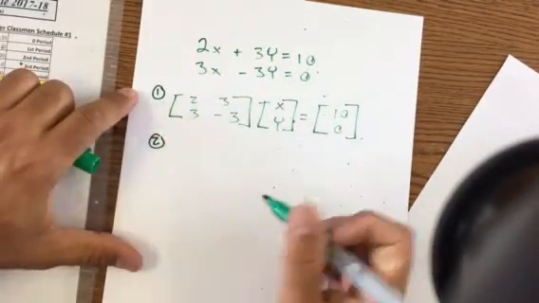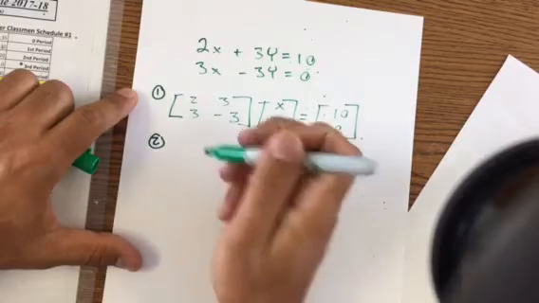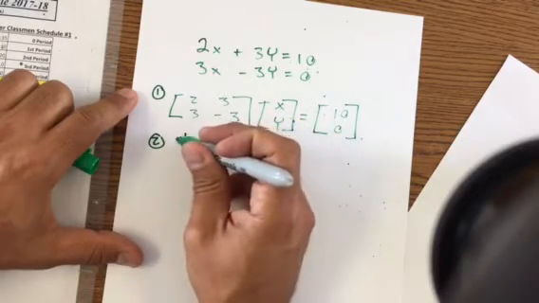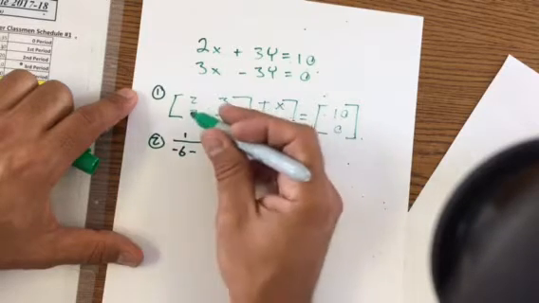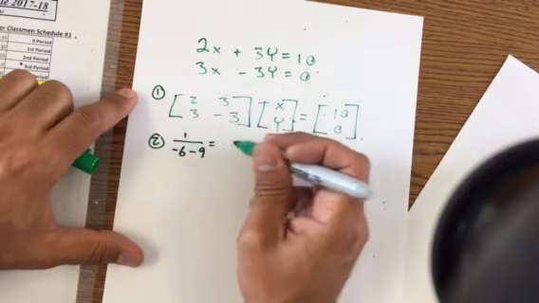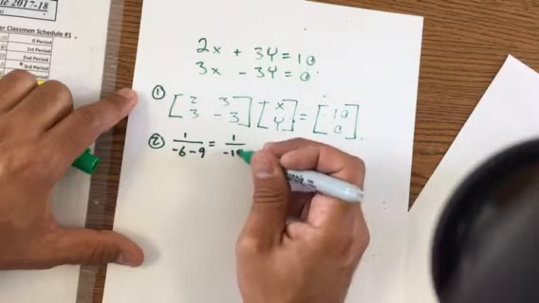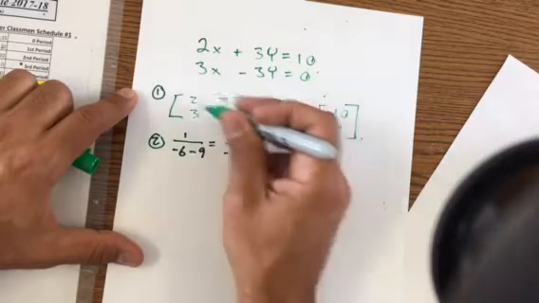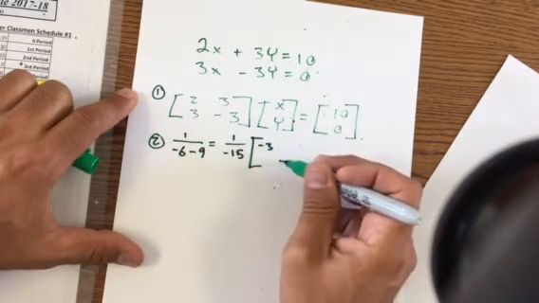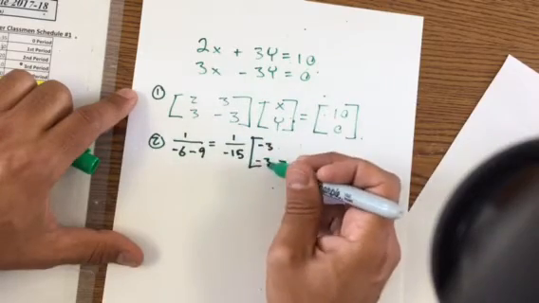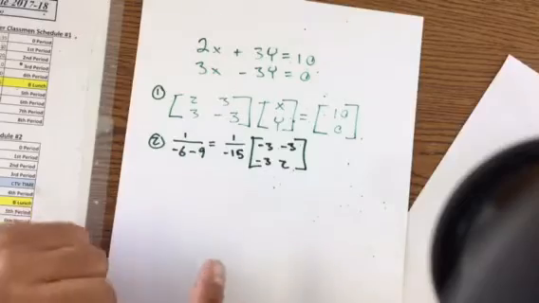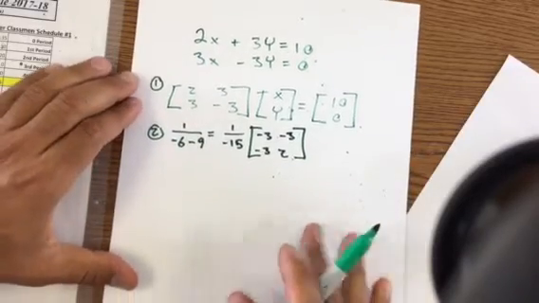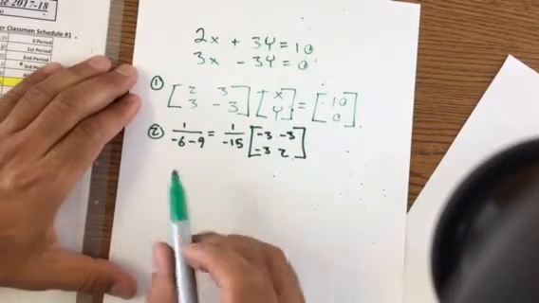Number 2, I want you to find the inverse of this guy. So to find the inverse, we're going to do 1 over 2 times negative 3 is negative 6, minus 3 times 3 is 9. 1 over negative 15. These two switch spots. These two switch signs. So that's the second part I want you to have. We're going to do another one.